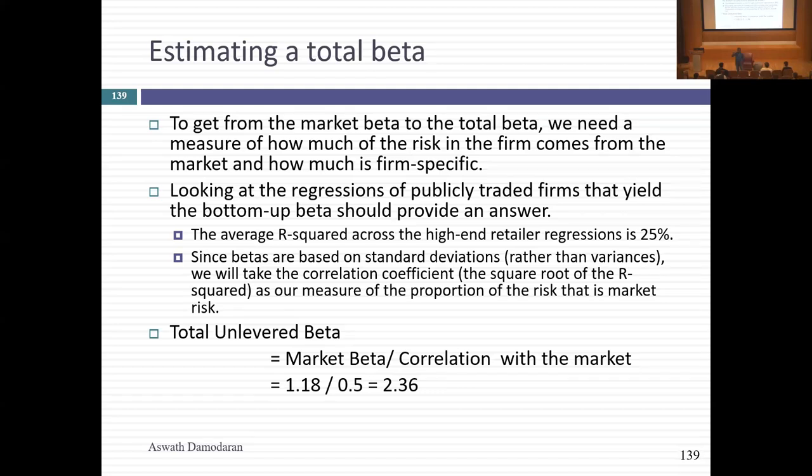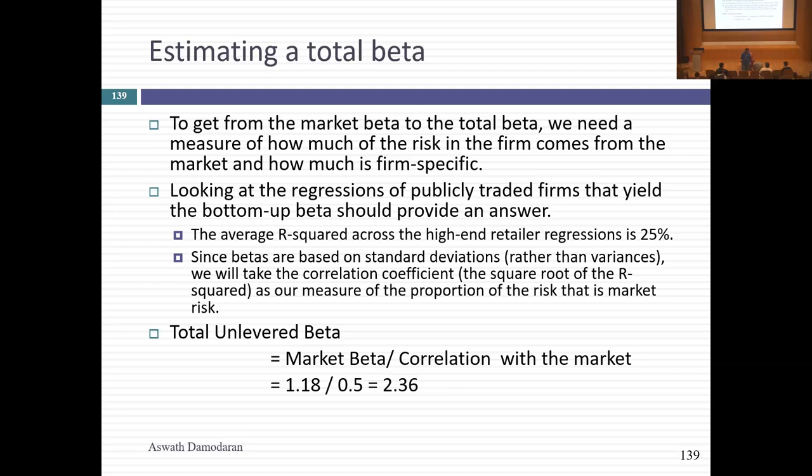Actually, that's how the regression slope is computed. It's rho JM times sigma J, the standard deviation of the stock, divided by sigma M, the standard deviation of the market. Even if that went completely over your head, it's a standard deviation measure. So I'm going to take the R squared, which is a variance measure, and take the square root of the R squared. I won't insult you by asking you what the square root of the R squared is.